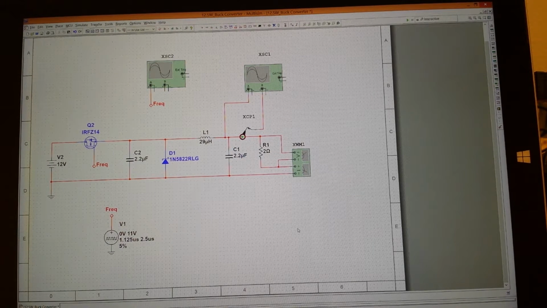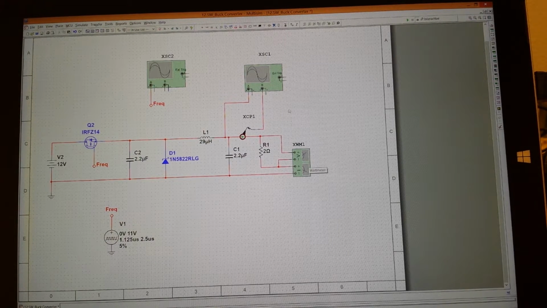Now what you see here is a power transistor right in over here. This capacitor is just for stability, noise suppression. This Schottky diode turns on during the off state. Here is my buck circuitry. Here's the capacitor, inductor 29 microhenries, 2.2 microfarads, and that 2 ohm load that I talked about.